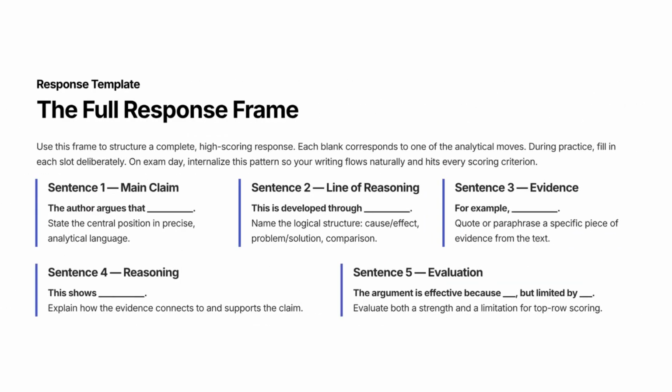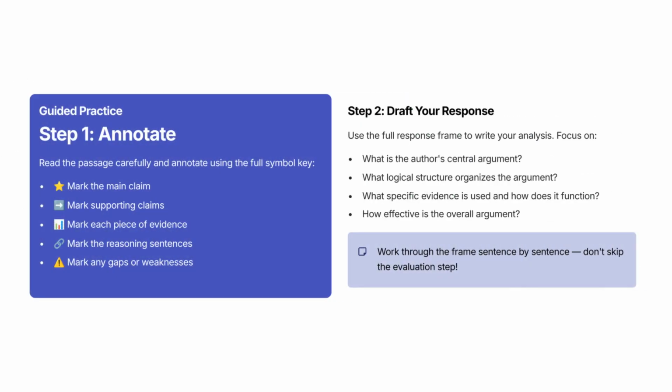Use this 5-sentence response frame to structure a complete, high-scoring response. Main claim, line of reasoning, evidence, reasoning, and evaluation. Internalize this pattern for exam day. In practice, start by annotating the passage using the full symbol key. Then, draft your response by working through the full response frame sentence by sentence, focusing on the author's argument, structure, specific evidence, function, and overall effectiveness.